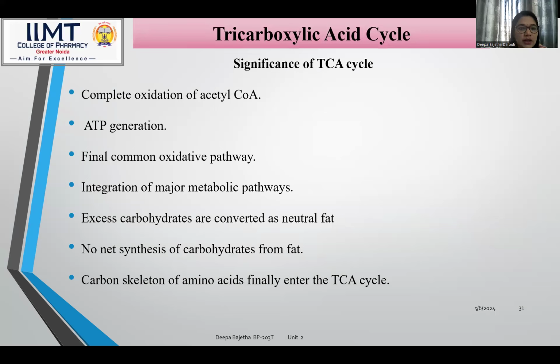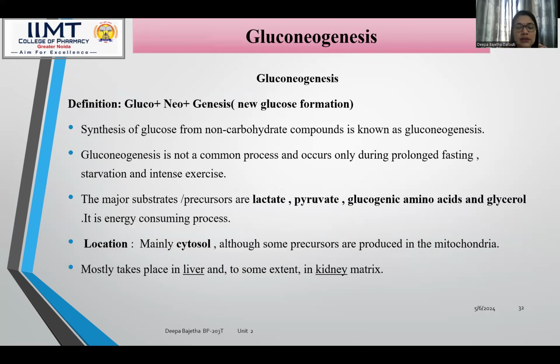Significance of the TCA cycle: complete oxidation of acetyl coenzyme A, ATP generation, final common oxidative pathway, integration of major metabolic pathways, excess carbohydrates are converted to neutral fat, no net synthesis of carbohydrates from fat, and the carbon skeletons of amino acids finally enter the TCA cycle.